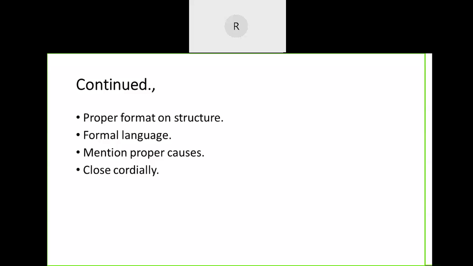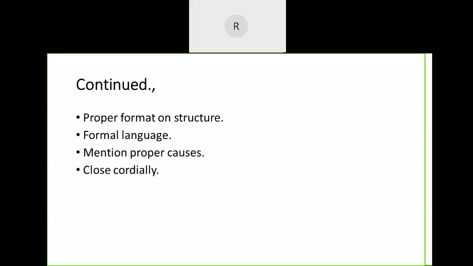Let us see, my dear students, in the upcoming sessions, in detail about the structure, the format of the inquiry letter. And the 10th feature is that there should be a formal language. We should not use any informal language, because we are writing for business purposes. In order to get the business services, we must use formal language.